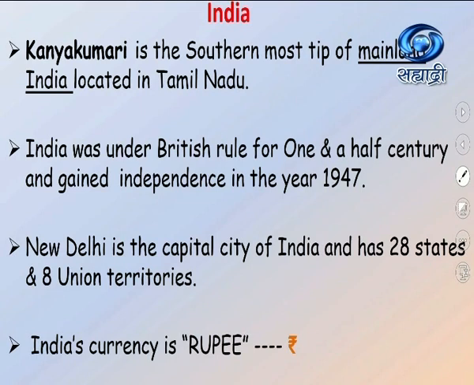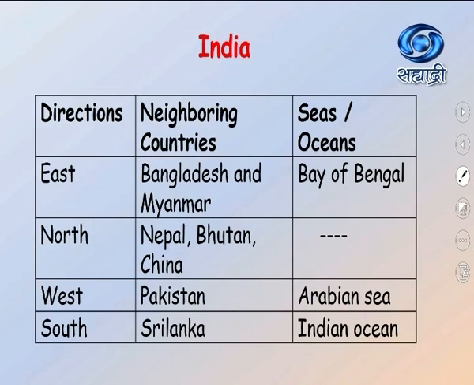India was under British rule for 1.5 centuries and gained independence in the year 1947. New Delhi is the capital city of India and has 28 states and 8 union territories. India's currency is the rupee. So this was the explanation of India.